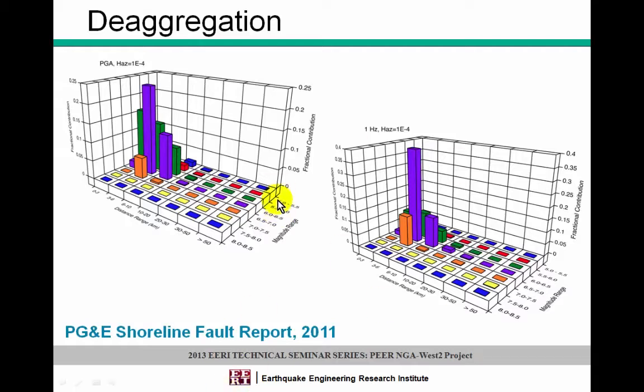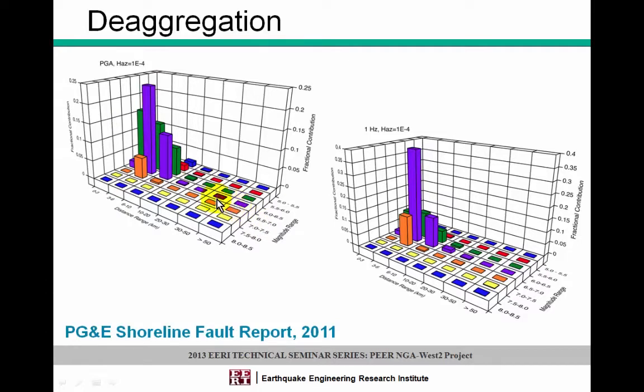If we look at these deaggregation plots, which are all for 10,000 year, you can see in both cases that it's being controlled by the close-in moderate to large magnitude events. This axis here is the distance range, and the first 3 bins here go up to a distance of 10 kilometers. So again, we're looking at very close distances on the order of 10 kilometers and less. And then these are the magnitude range, and you can see the main peak comes in at about 6.5 to 7 in magnitude.